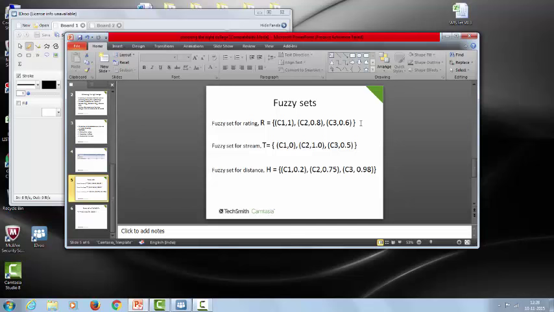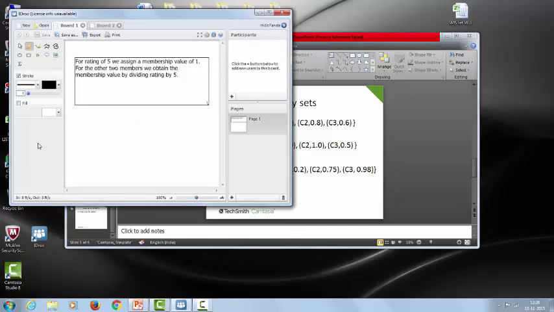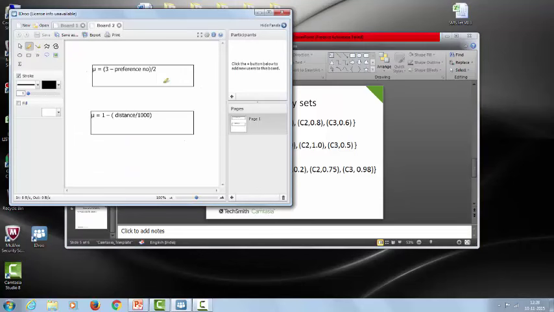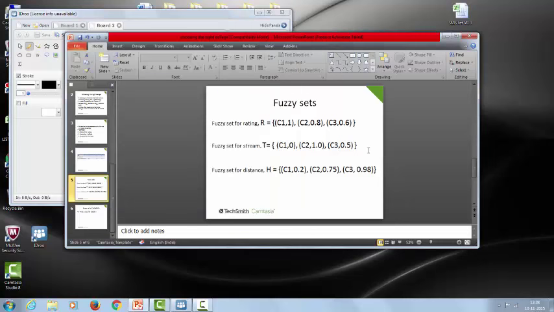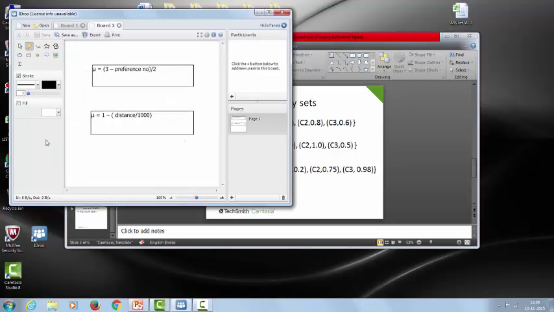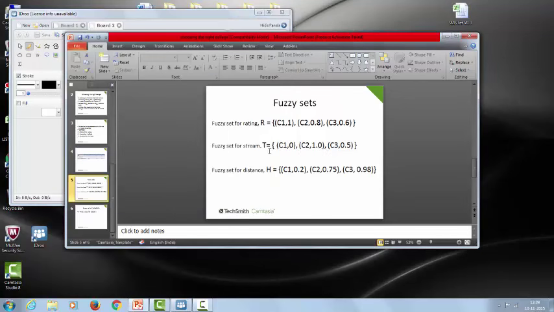Next, we come to the fuzzy set for stream, which we name T2. The membership value can be obtained by this formula: (3 minus preference number) divided by 2. This is an improvised formula which will reflect the stream preference. For stream number 3, this formula gives 0, for stream 2 it gives 0.5, and for stream 1 it gives 1. So it is reflecting the stream preference in the membership values.